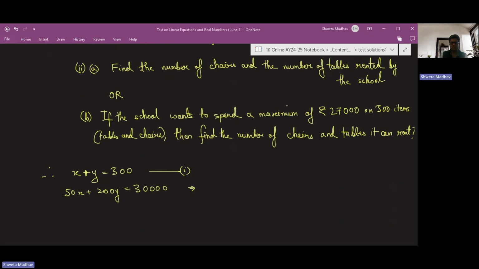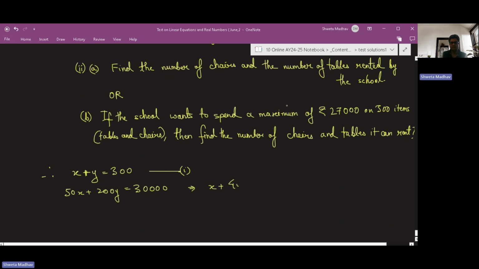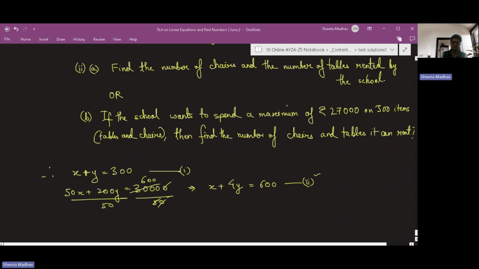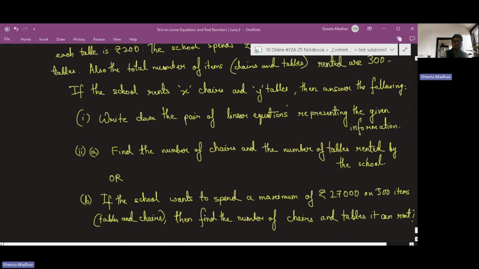Or we can further simplify it. We can write it as X plus 4Y. If we divide both sides by 50, then we will get 5 4s are 20. So X plus 4Y will be equal to, 5 6s are 30, so 600. So this is our equation 2. So the required pair of linear equations are X plus Y equal to 300 and X plus 4Y equals 600. So this is the answer for subpart 1.